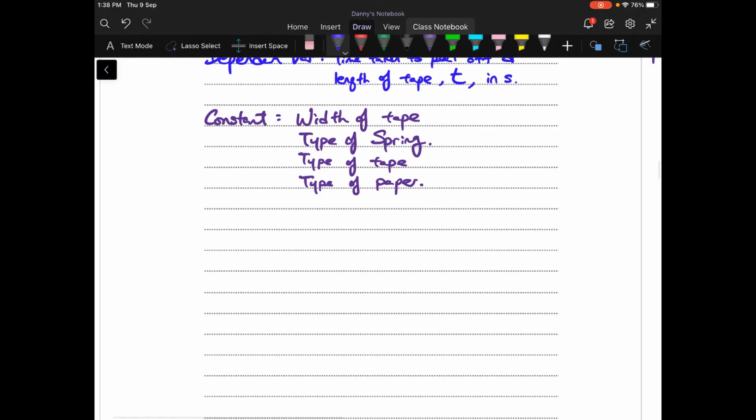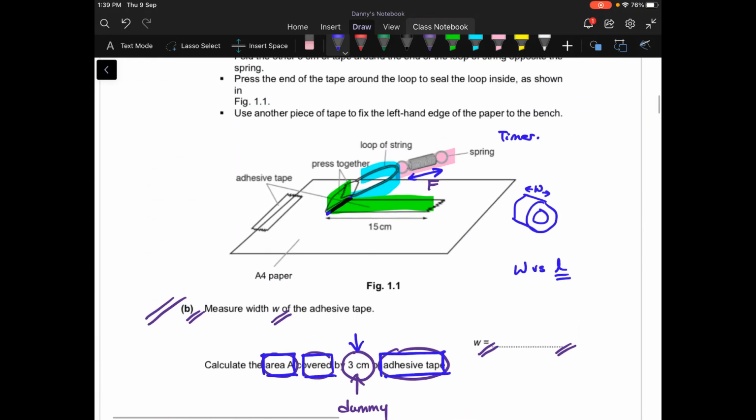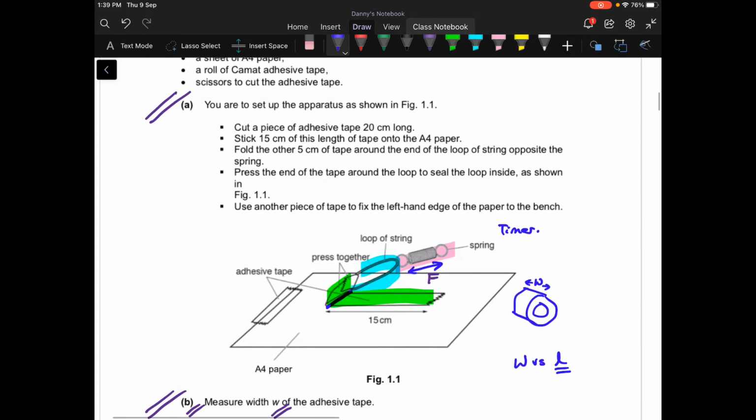So let's begin. Okay, first, of course, I need to set up the setup, right? So I will say step 1, we will set up the apparatus as shown in figure 1.1, right?